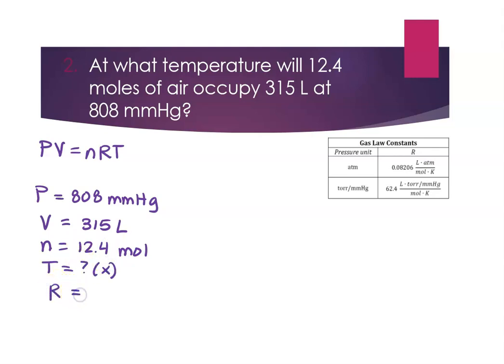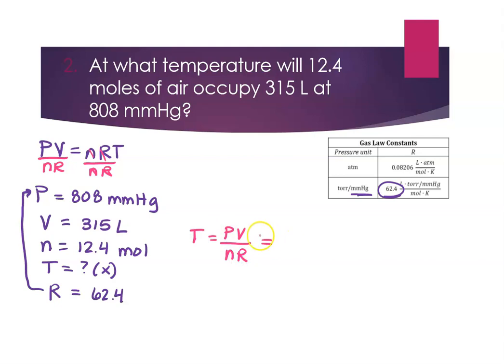And R is based on pressure. Pressure is in mmHg, so mmHg means 62.4. So I'm solving for T, so I need to get T on a side by itself. So I'll divide both sides by nR, and I get T is equal to PV over nR. All right, so now I plug in. P is 808, V is 315, N is 12.4, and R is 62.4.